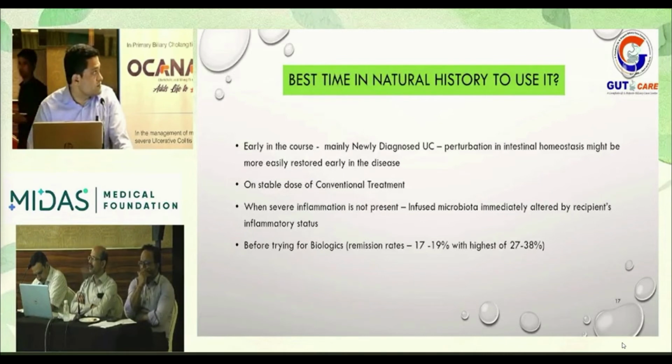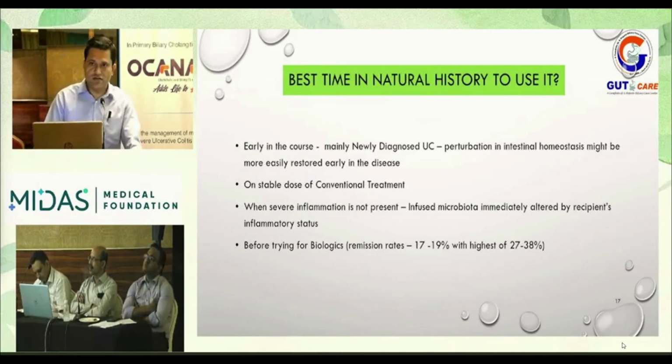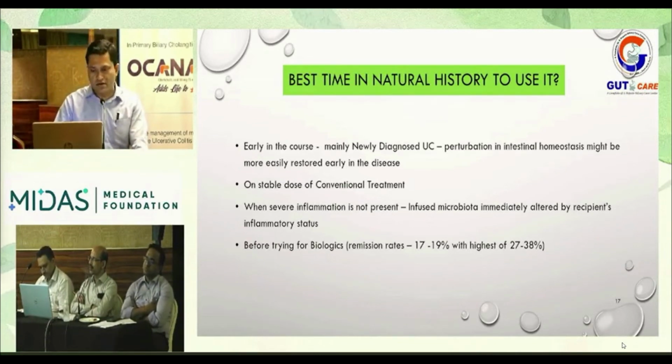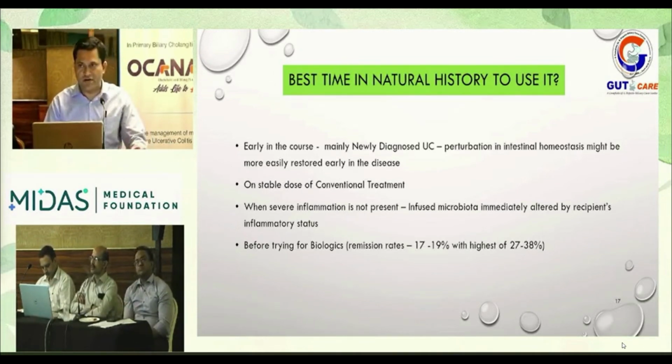So what is the best time to use it in the natural history? We have already seen that early UC gives better results. So it is better to use it early in the course, mainly in newly diagnosed UC on stable doses of conventional treatment when severe inflammation is not present, and it may be used before trying biologics, because the remission rate with biologics is around 20-22%, and with FMT it is also the same.